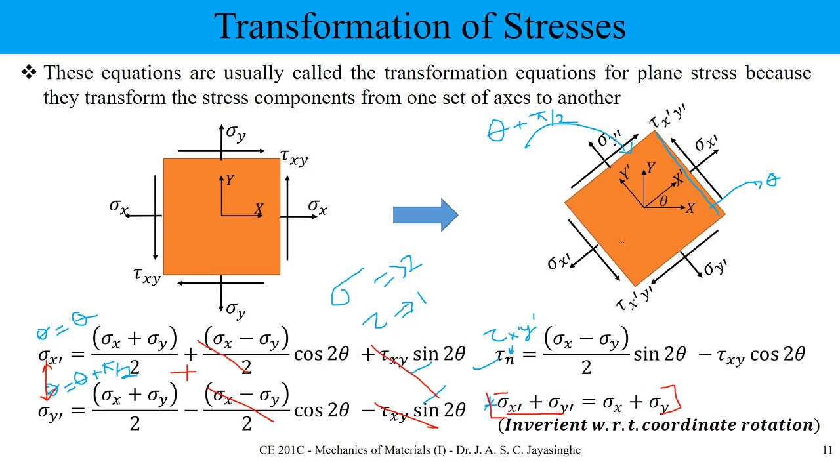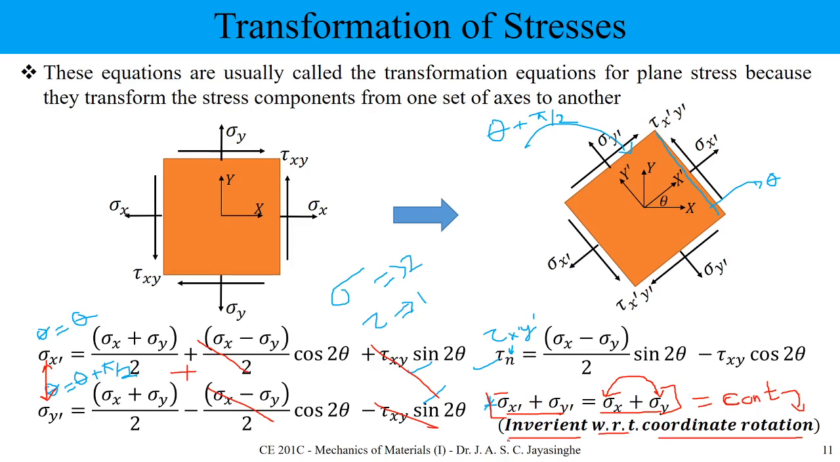of a given element of any orientation of the element is a constant, and it's not going to vary with our axis system. So those kind of values normally we call invariant, and this is with respect to coordinate rotation. So for any coordinate rotation, the addition, not individual values, the addition of x and y, or otherwise we can call these normal two stresses, gives a constant value.